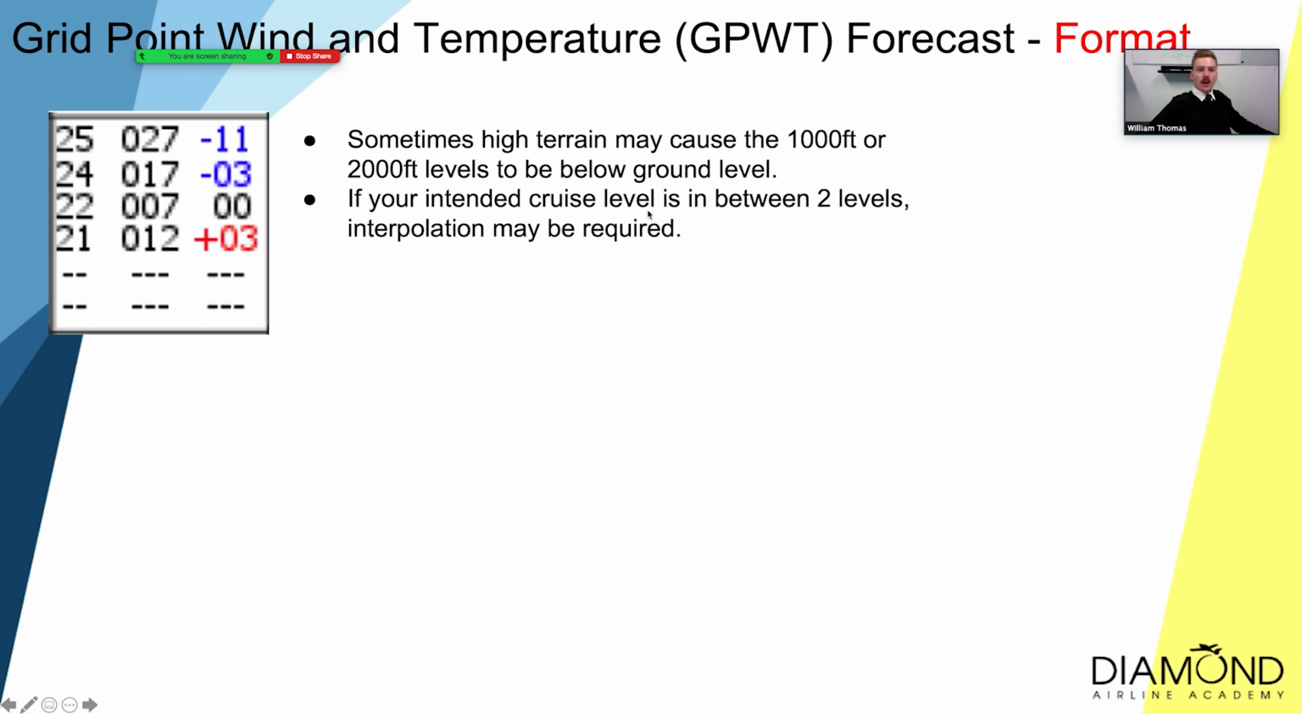All right, sometimes high terrain may cause the 1,000 and 2,000 foot rows to be below ground level, so they'll simply be dashed out. If your intended cruise level is between 2 levels, you can interpolate.